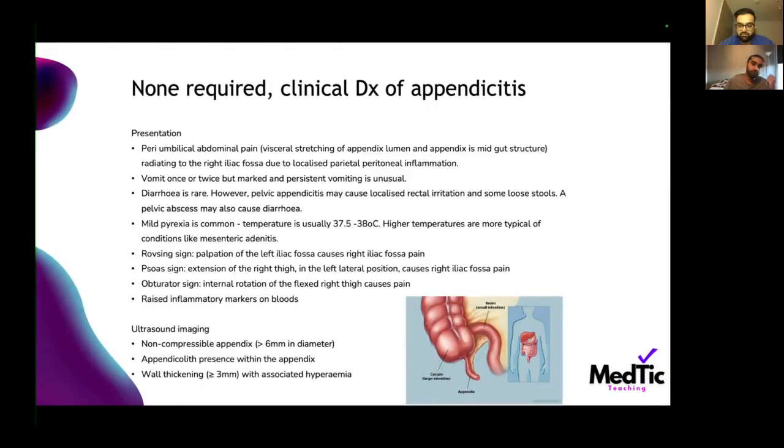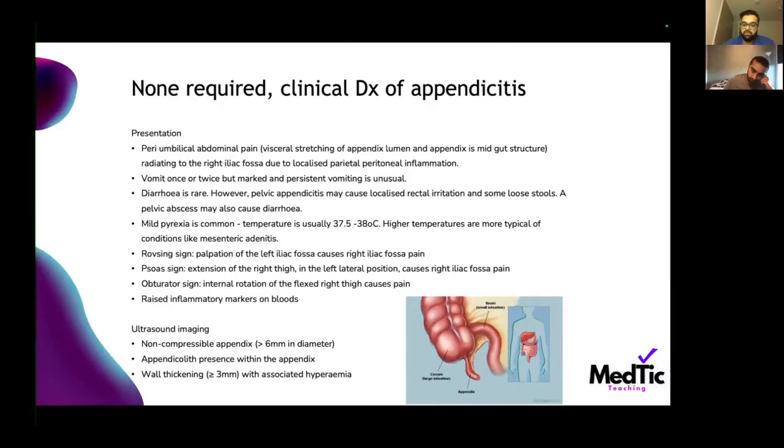So there's a number of different clinical signs. Hopefully most of you have heard of Rovsing sign. So you palpate the left iliac fossa and you get rebound tenderness in the right iliac fossa. You've also got psoas sign, which is extension of the thigh, and you turn that laterally and that causes right iliac fossa pain. And again, that's irritation of the local tissue. And we've also got obturator sign, which is internal rotation of a flexed right thigh.